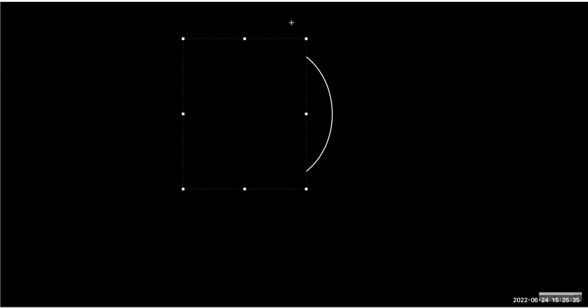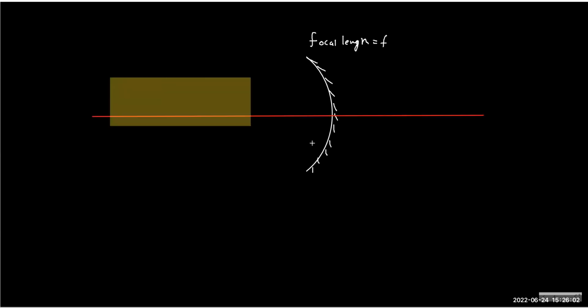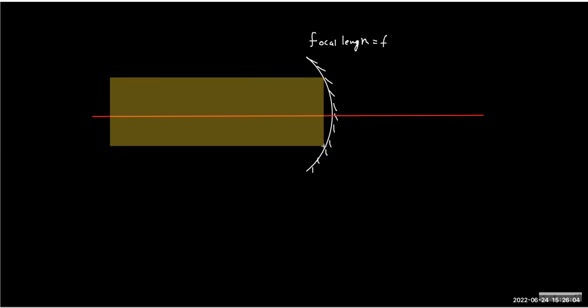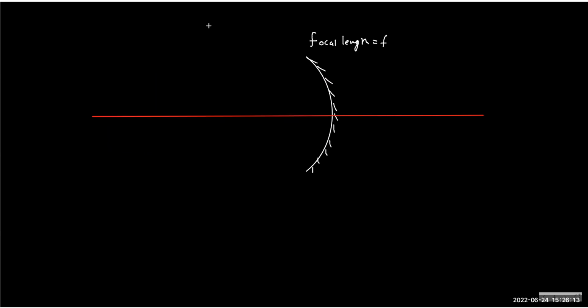So let's say we have a concave mirror of focal length f, and f is the value, not symbol. Focal length itself is f. This is your principal axis. A parallel beam of light is coming from infinity. A parallel beam is coming.